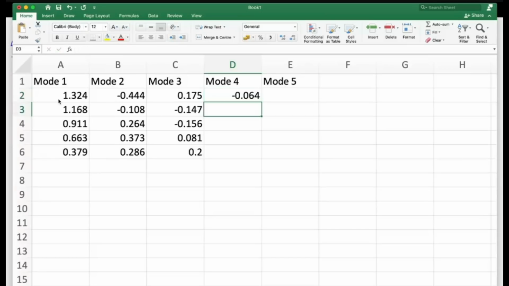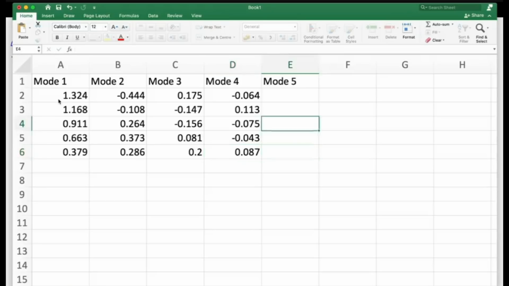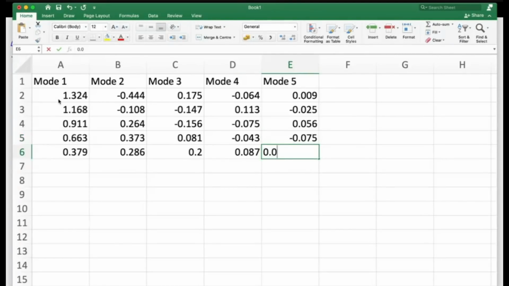minus 0.064, 0.113, minus 0.075, minus 0.043, 0.087, 0.009, minus 0.025, 0.056, minus 0.0775, and 0.048. So these are all the participation functions.